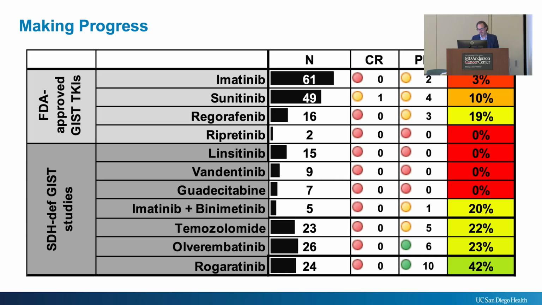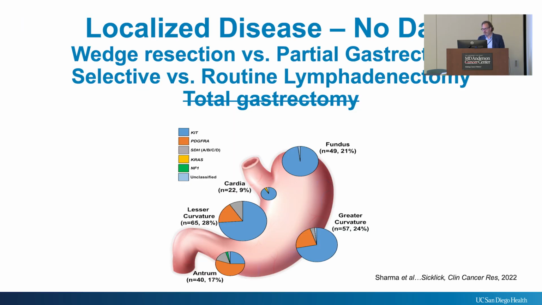So in the last little bit, I'm going to talk about a few other things. You heard about the role of surgery, and there's been a lot of debate in the SDH field about how we manage these patients. Do we wedge resect them, meaning just carve out the tumor like you saw in those images? Do we do larger resections, like a partial gastrectomy, meaning take out the bottom part of the stomach? Do we need to take out lymph nodes, either selectively, cherry picking lymph nodes, or do we just need to clear all the lymph nodes? There is no answer to any of these questions. There is absolutely zero data.